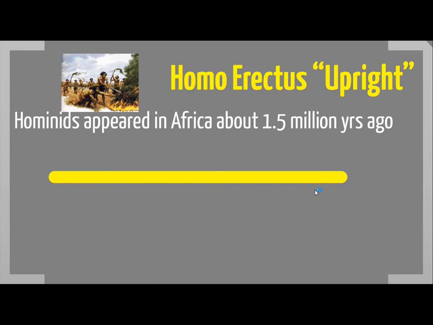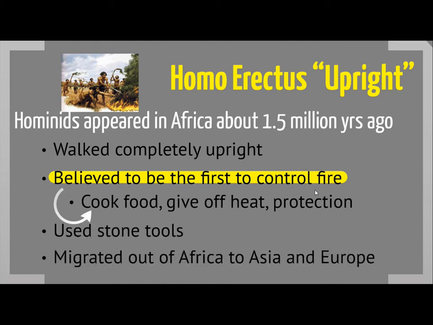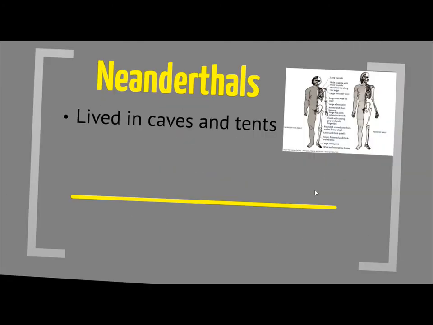Homo erectus, they walked upright. They appeared in Africa about 1.5 million years ago, and they walked completely upright. It is believed that they were the first to control fire. This is huge. This is a comp topic. Homo erectus was the first to domesticate fire. They used fire to cook food, give off heat and protection, as well as using stone tools and migrating out of Africa to Asia and Europe.